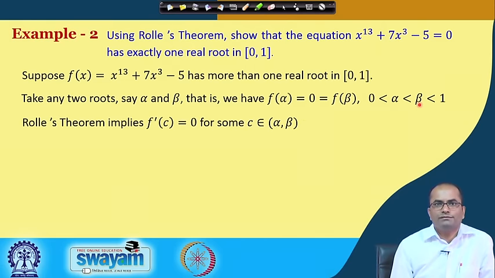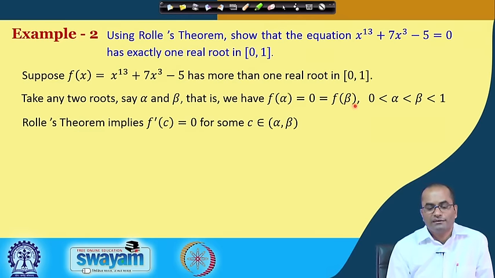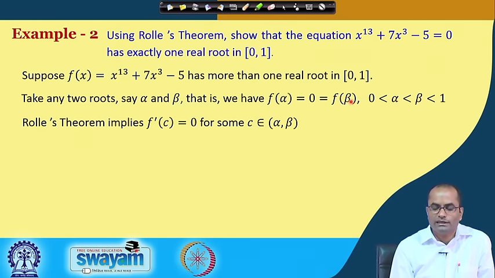So, what does Rolle's theorem say if we apply it to the interval alpha and beta? In that case, Rolle's theorem says that there will be a point c where f prime of c will be 0, because the function is taking equal values at alpha and beta. The function is differentiable, it is a polynomial function, so there is no problem. It is naturally continuous, and it takes the same value at alpha and beta. So, applying Rolle's theorem in this interval gives us that f prime of c is equal to 0 for some c in the interval alpha and beta.